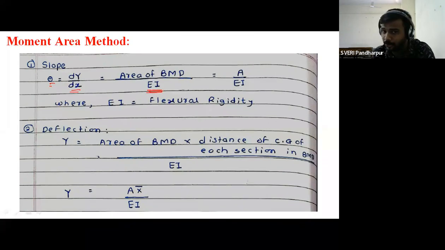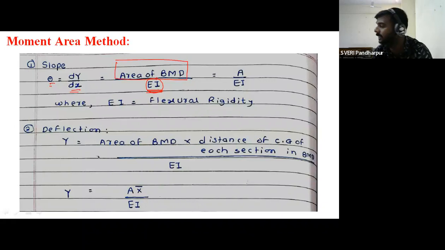E upon I. This is the constant parameter. E म्हणजे काय सांगतोय? Young's modulus. I म्हणजे Moment of inertia. This is not polar moment of inertia. Polar moment of inertia is different. J is the polar moment of inertia. So here E and I, these are the constant values which will be given in the statement. Getting? Now we have to focus on the area of BMD.